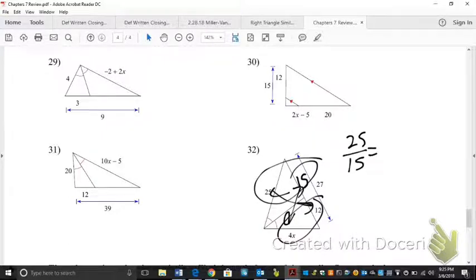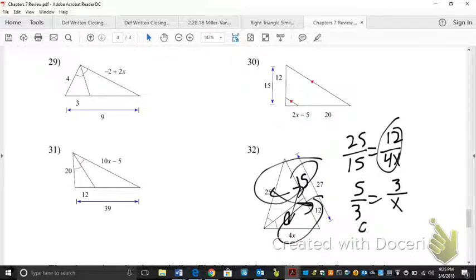Cross multiply. But we're going to set it up just to make sure. 25 over 15 equals 12 over 4x. 25 over 15 reduces to 5 over 3. And hey, 12 over 4x reduces to 3 over x. That gives us 9 equals 5x.